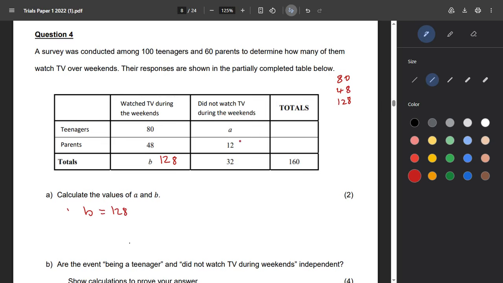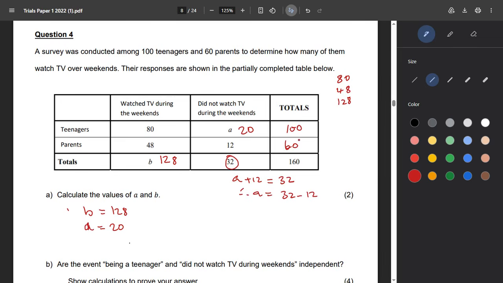Then A, remember, if I take A and add it with 12, that should give me 32. So A plus 12 should give us 32 as the total. Therefore, what is A? A will be 32 minus 12, so it's just 20. So the value of A is 20. Now let's find the totals. I just want us to complete this table. So 80 plus 20 gives us 100. 48 plus 12 will be 60. So those will be the totals of teenagers and those will be the totals of parents.